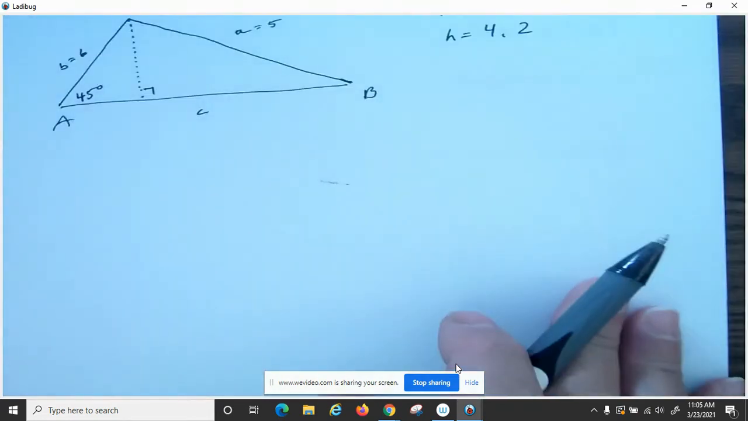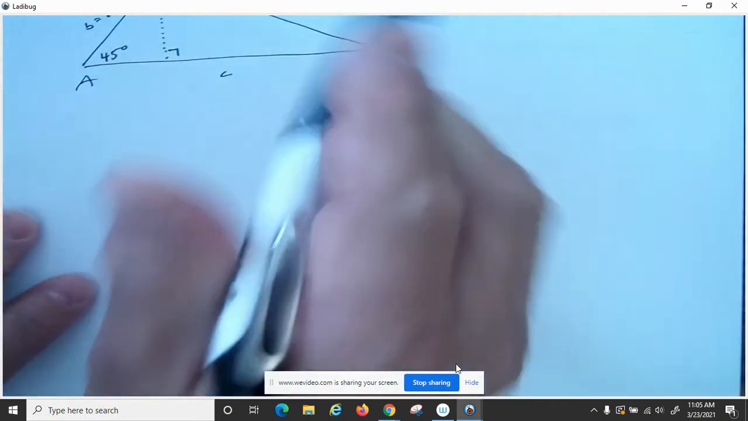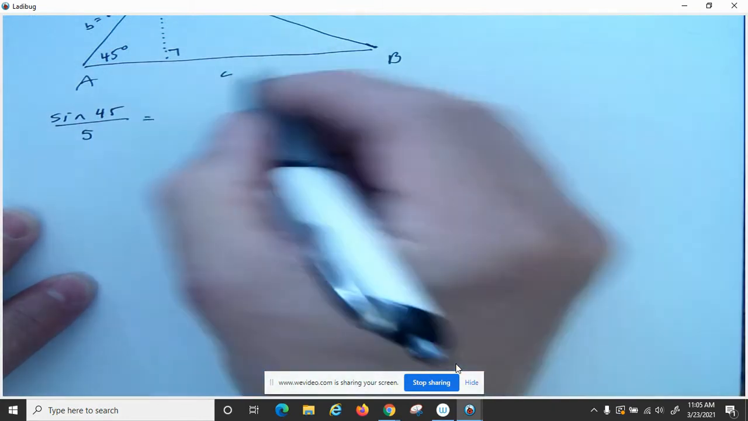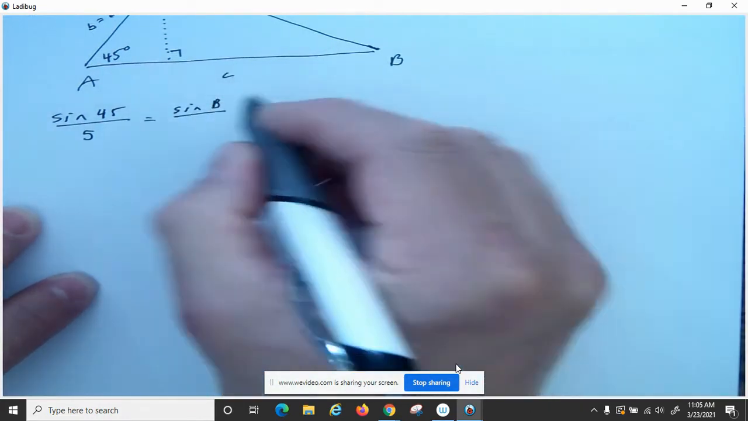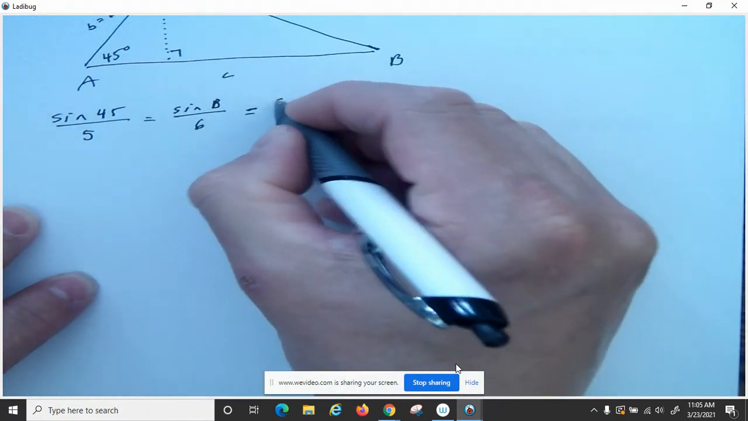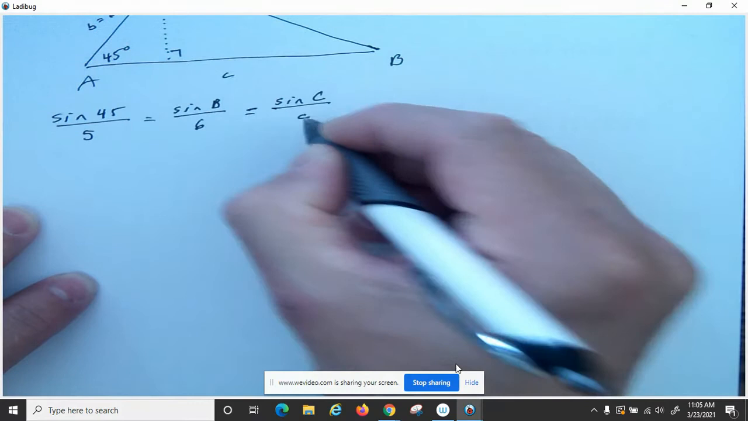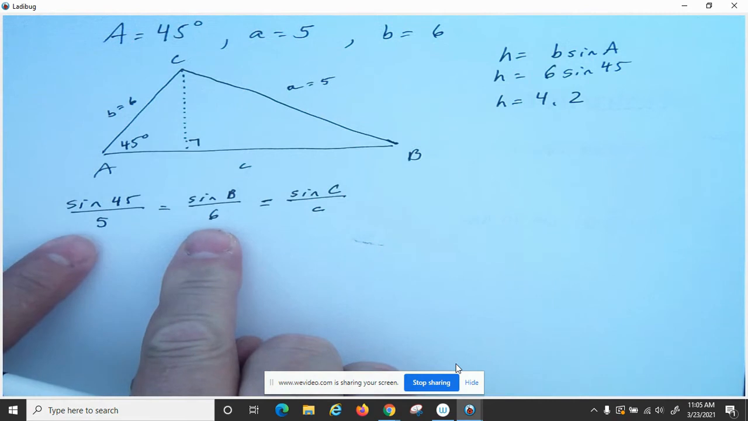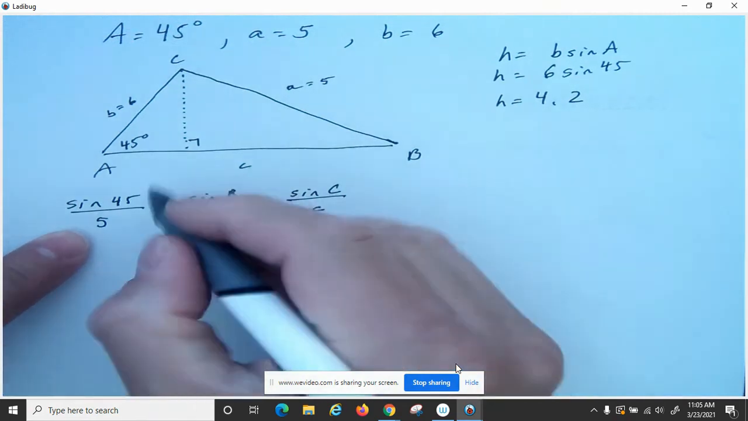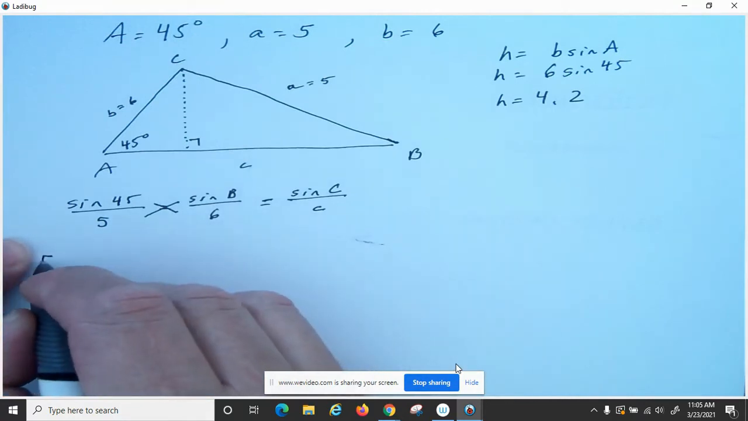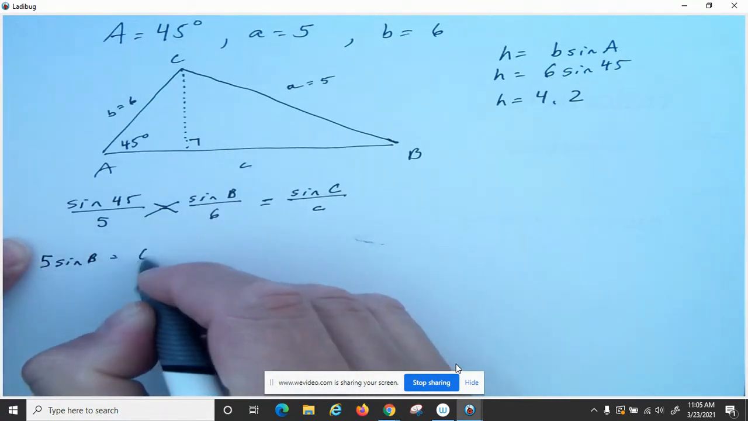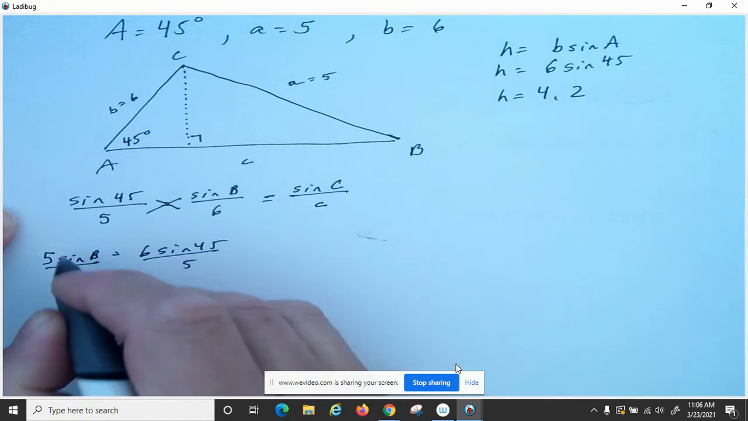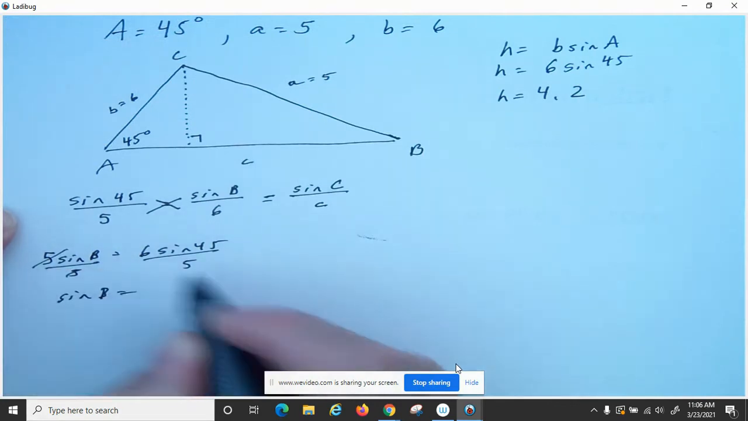All right, so let's go ahead and start working on this. The sine of angle A, 45 degrees, over side a, which is 5, is equal to the sine of angle B, which we do not know, over side b, which is 6, which is equal to the sine of angle C, which we do not know, over side c, which we do not know. So obviously I have to start here. Cross multiply, I get 5 times sine B is equal to 6 times the sine of 45. I'm solving for sine B, so let's divide by 5. So sine B will be equal to this value right here.